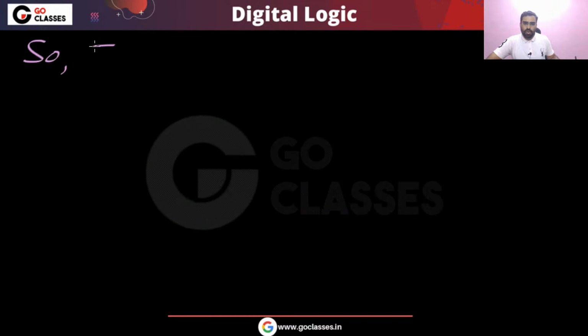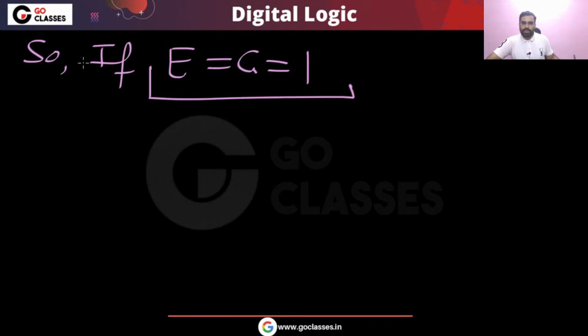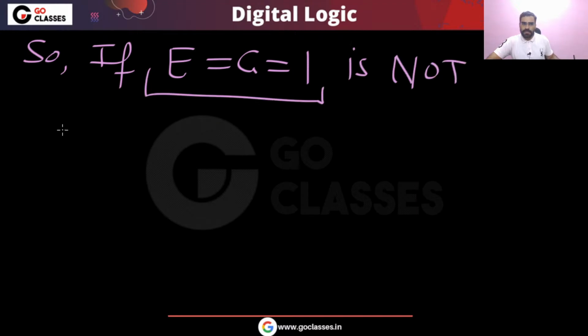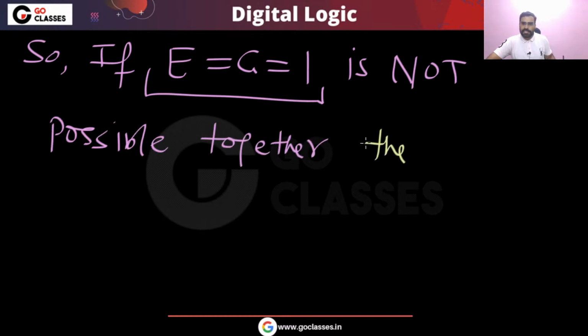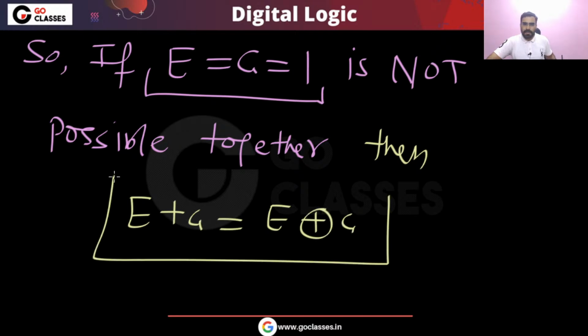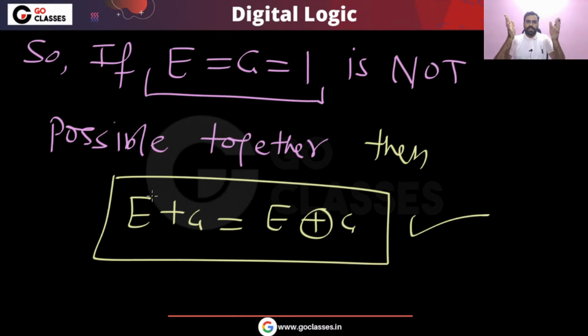So if E equal to G equal to 1 is not possible simultaneously, then I can say that E or G will be same as E XOR G. Please tell me, is this point clear? The point is very simple, what we are saying.